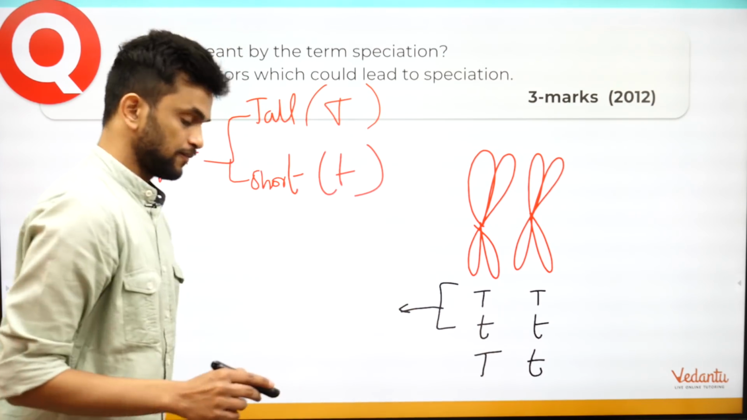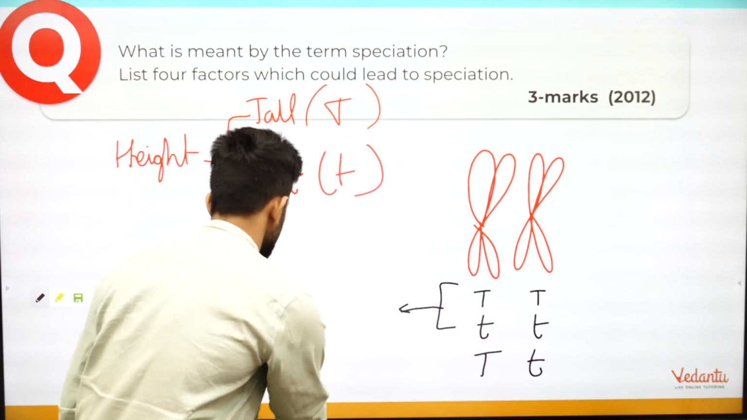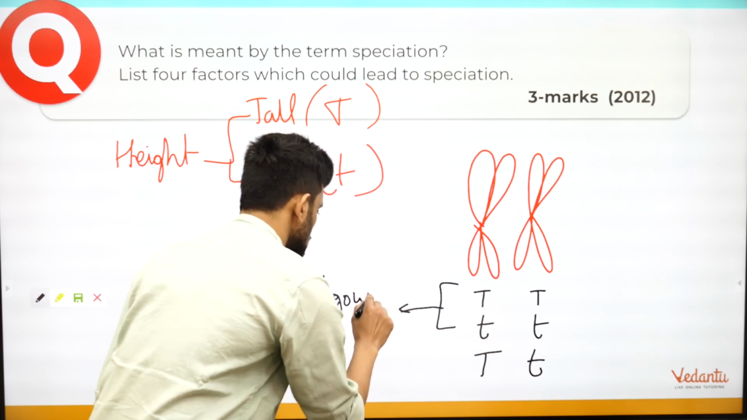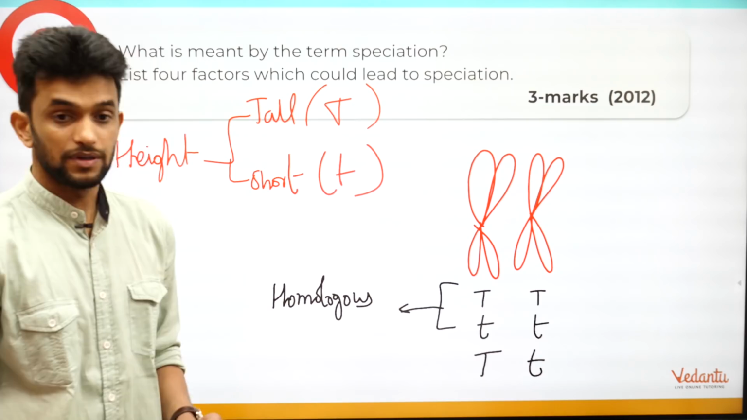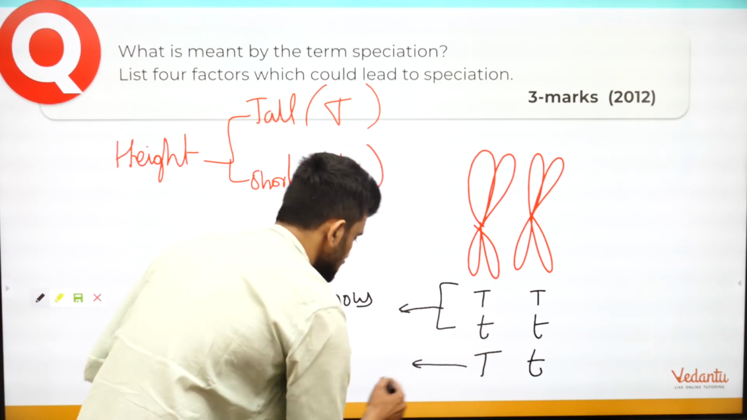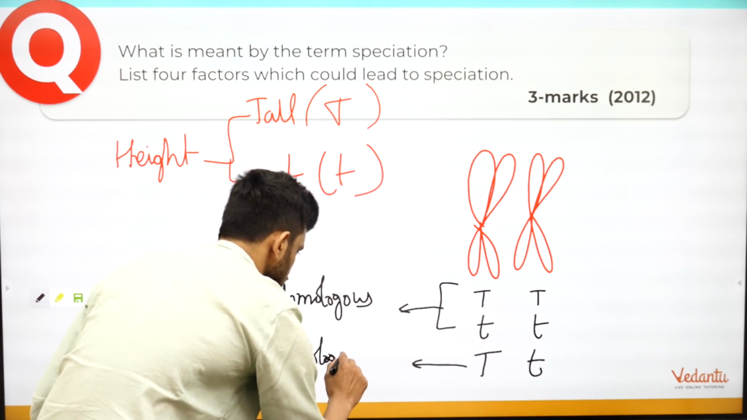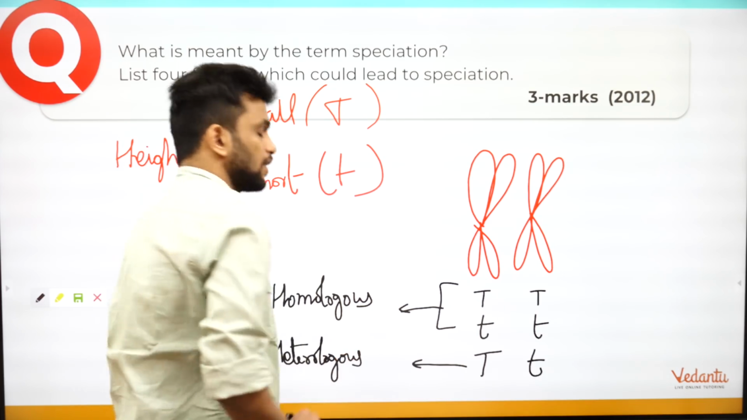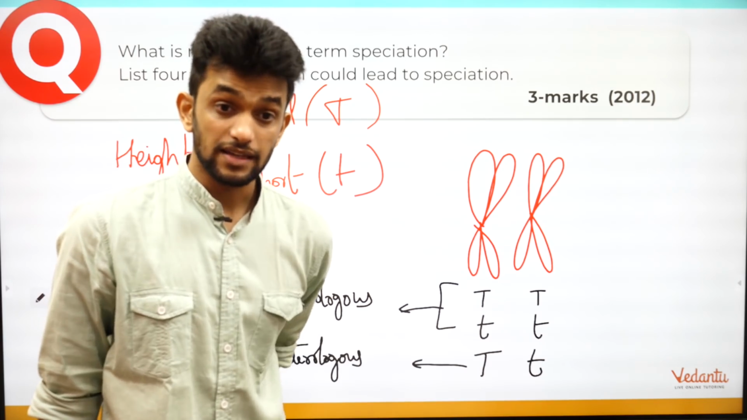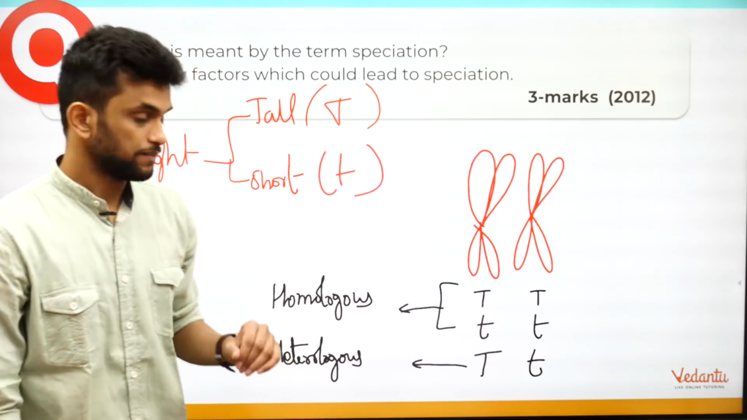What do I call these two as? I will call them as what? Homologous pair. Homologous means same type. Both the alleles are same. Talking about this, it is, yes please. Heterologous. Yes, are you able to follow? Homologous pair and heterogeneous pair, sorry.